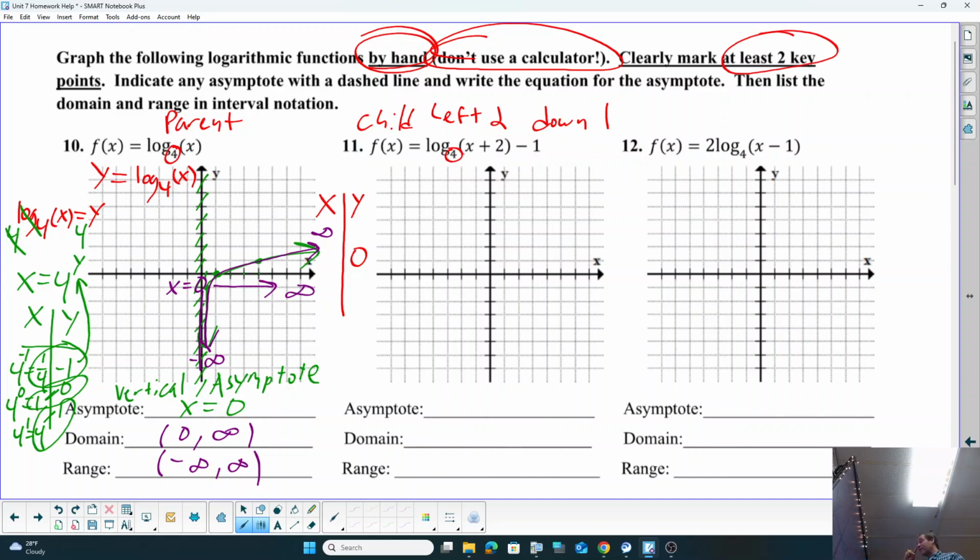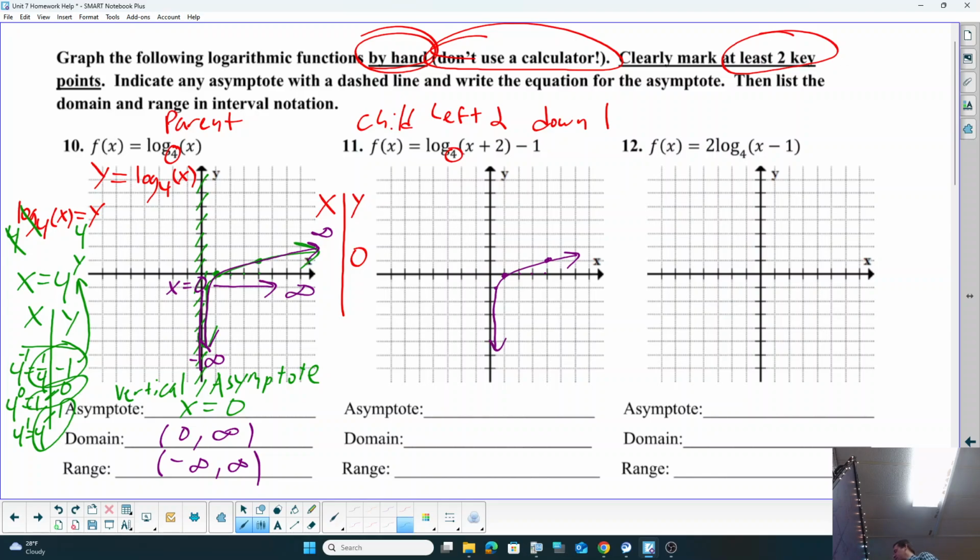And now we can do the shifting, because we have the points 4, up 1, then 1, 0, and then a 4th, and what was the 4th again? Oh yeah, a 4th and then -1. So now we're going to do some shifting with this function. Now that we know the parent function, we can shift it.